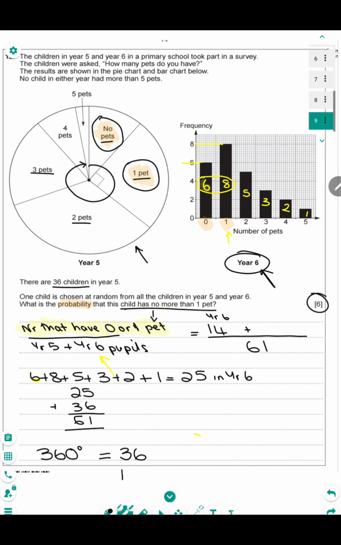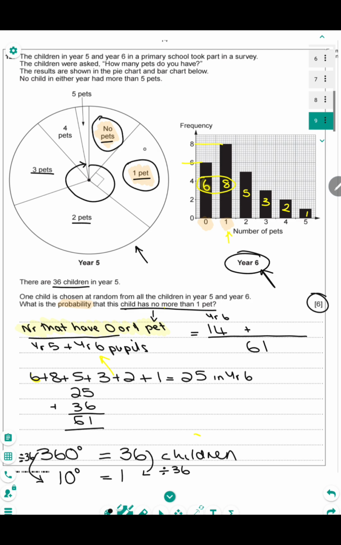So we can work out how many degrees there is to represent 1 child. So 1 child would be equal to, well, we need to divide by 36. So we can say that 360 degrees is for the total. We divide that by 36. We can find out what it is for 1 child. So each child is represented by 10 degrees. That's one way of doing it.